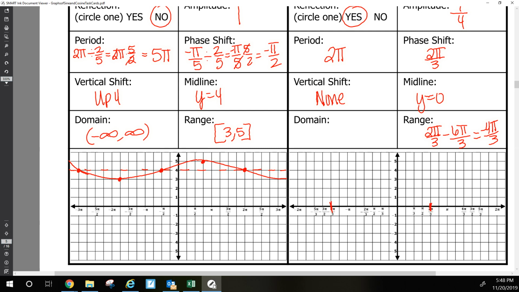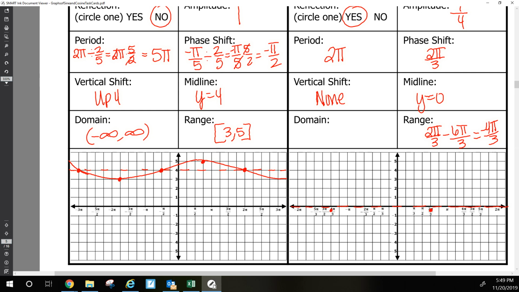So between this point and this point, I need to have one full cycle of cosine. Remember, cosine starts high, goes down, and comes back up high. We're still here for our midpoint. So we should be starting up here at 1, but we've got to take into account we are reflecting it. So that means we'd start at negative 1, but we also have an amplitude change of 1/4. So instead of starting down at negative 1, we're going to start at negative 1/4. And that means we're also ending at negative 1/4.